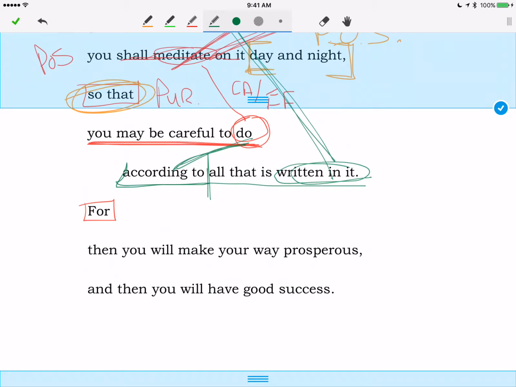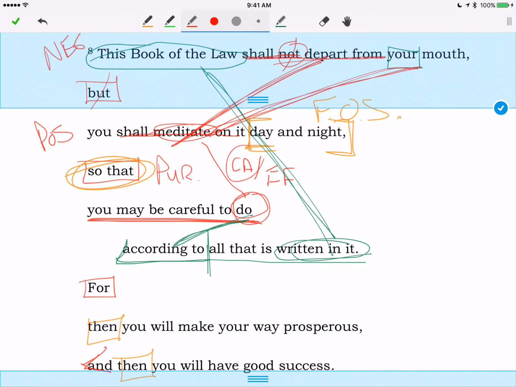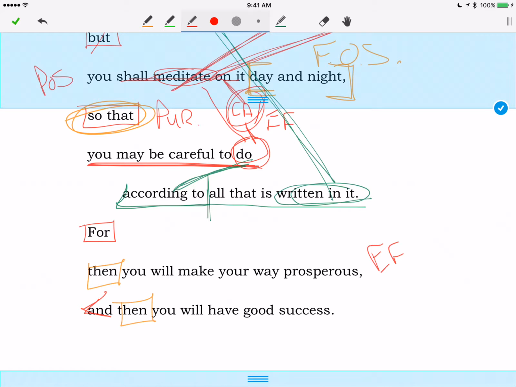Now, the word for, this next conjunction, is typically what you could call an explanatory conjunction. It's explaining why what's been said beforehand. We have some more time references. Then you will make your way prosperous, and then you will have good success. Now, I'm going to mark off my coordinating conjunction here, but we see that these two ideas, you will make your way prosperous and then you will have good success, are directed towards Joshua as he's moving into and leading the nation of Israel into the promised land. But they're also an effect as well. The cause of all this has been this idea of meditating. And the last part of this effect are these two ideas.